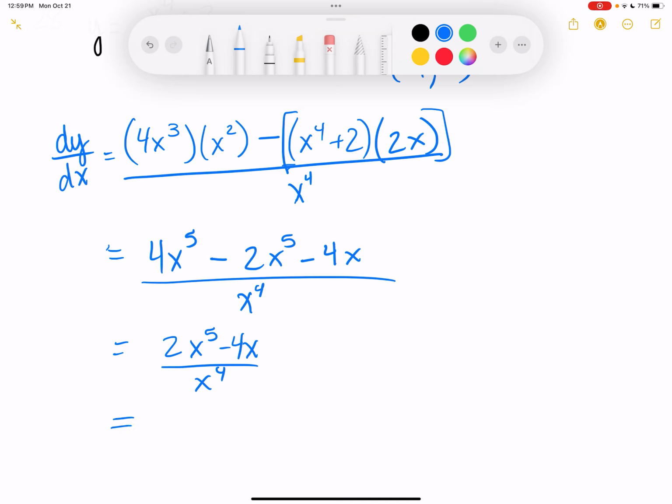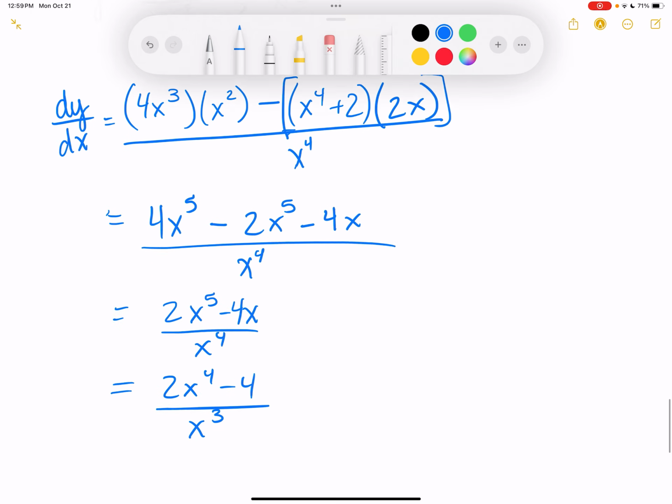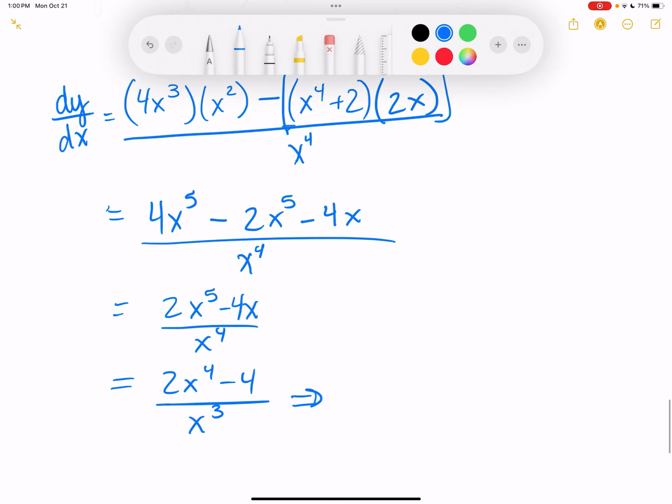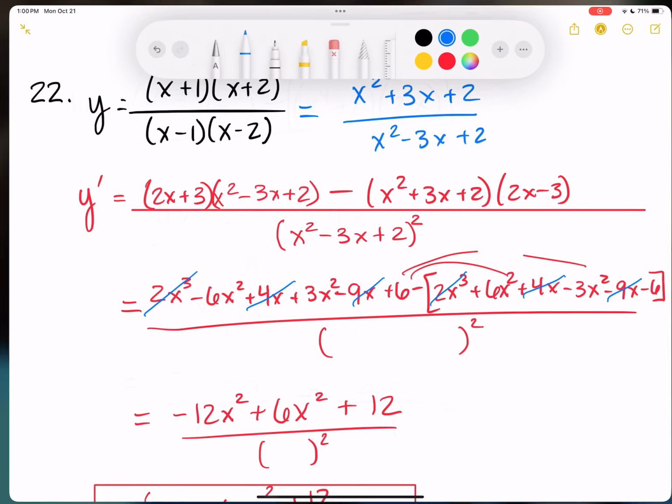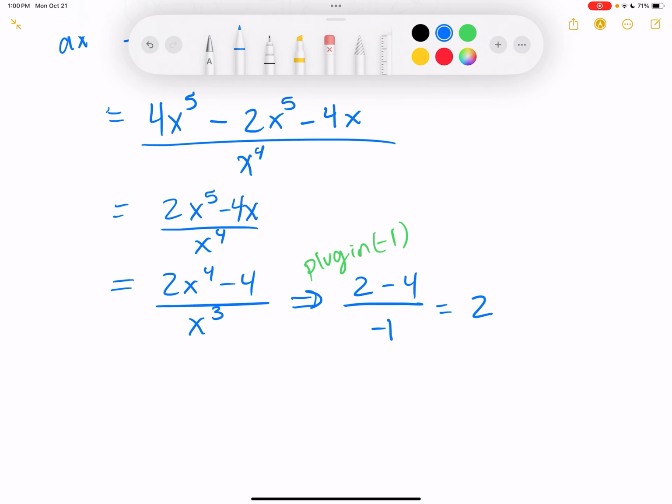I can take an x out of everything, so 2x to the fourth minus 4 over x cubed. And now I can plug in the x value of -1. So that would give me 2 minus 4 over -1, because -1 cubed would just be -1. So I would get -2 over -1, so +2 for my slope.